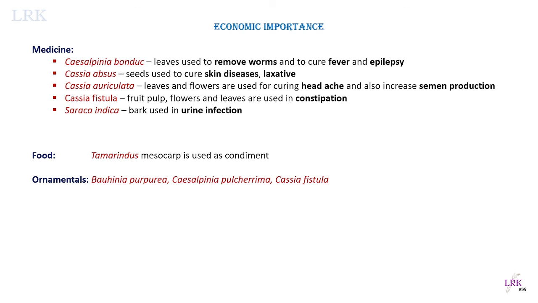Ornamentals: Bahinia purpurea, Caesalpinia pulcherrima, and Cassia fistula are ornamentals of this family. So this is all for today.